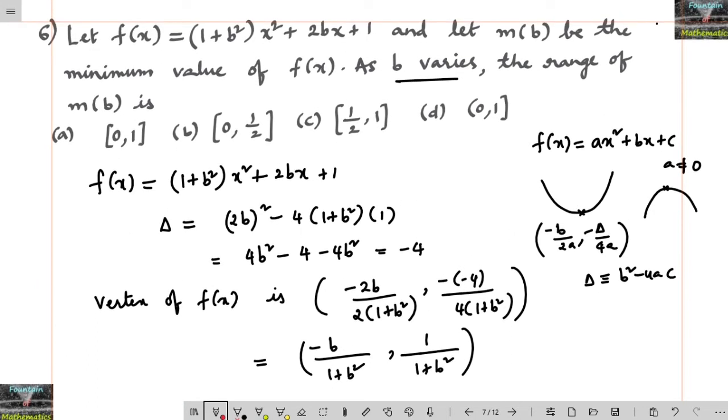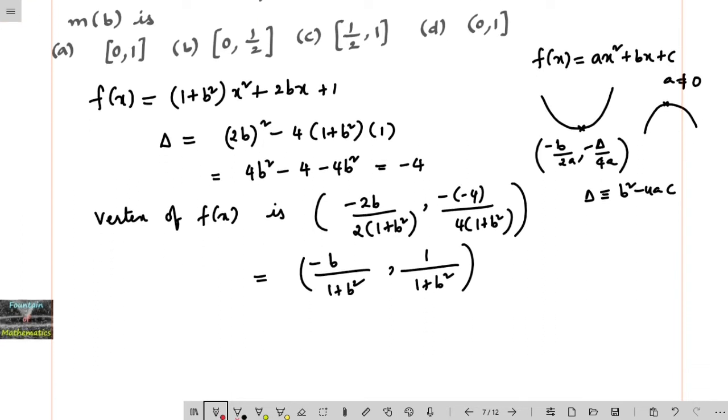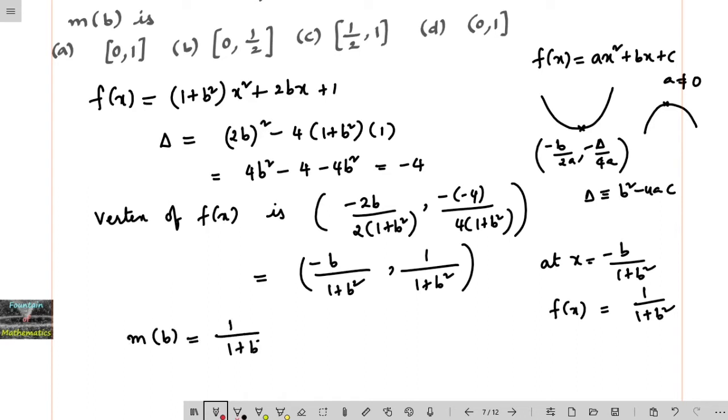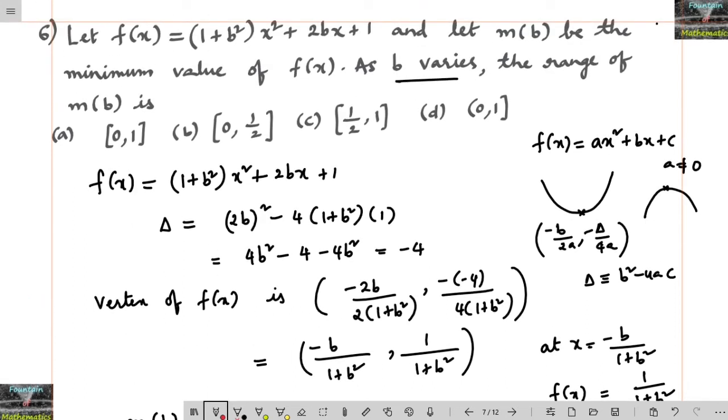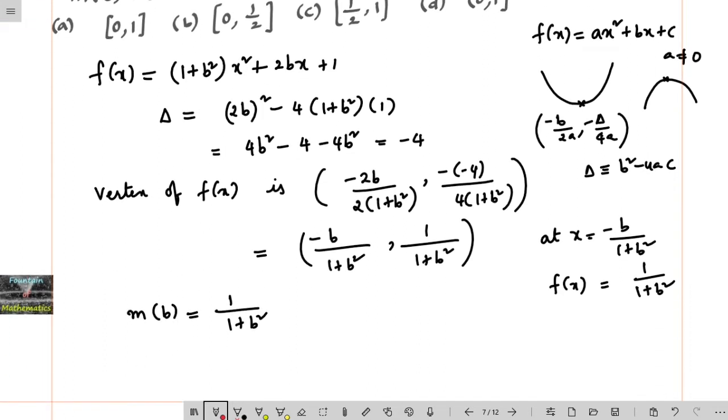So the minimum value: let m of b be the minimum value of f of x. What is the minimum value? At x is equal to minus b upon 1 plus b square, your f of x, that is y, is equal to 1 upon 1 plus b square. This will be the minimum value. So we can consider here m of b is equal to 1 upon 1 plus b square. Since it is given m of b is the minimum value of f of x, so it is the y. So at x is equal to minus b upon 1 plus b square, the minimum value of f of x will be 1 upon 1 plus b square.